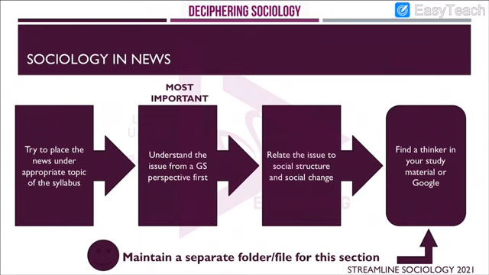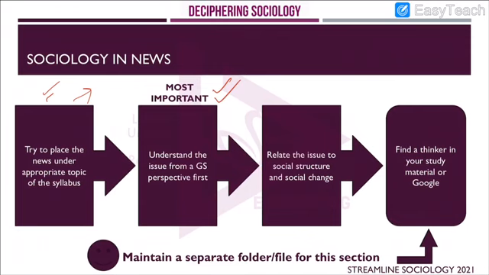Now, how to study sociology in news? The first stage would be that you will have to try to place the news under the appropriate topic of the syllabus. Whenever you see or read a social issue in the news, your first job will be to place it in the syllabus. The next stage would be to understand the issue from a GS perspective. This is the most important stage.